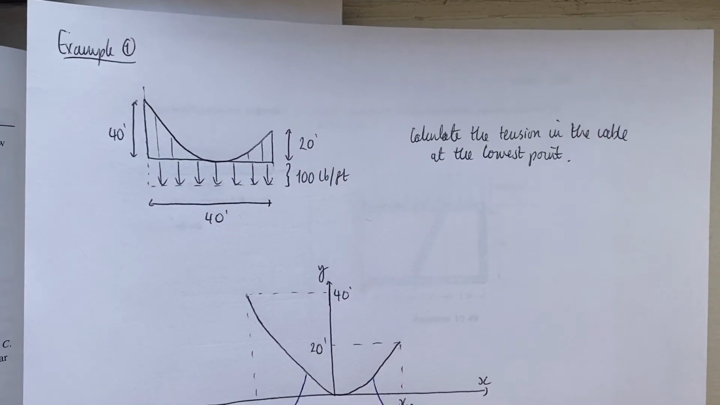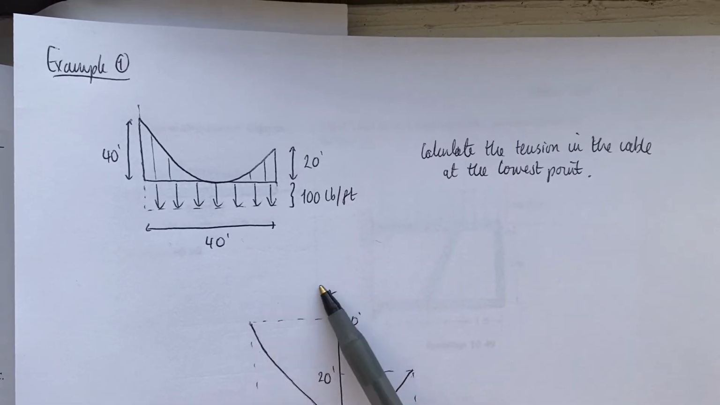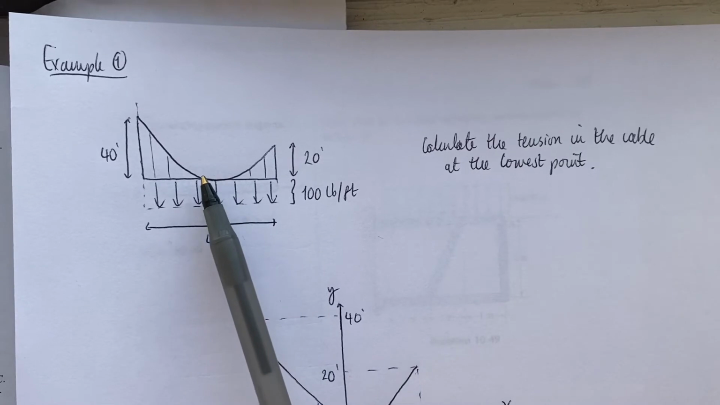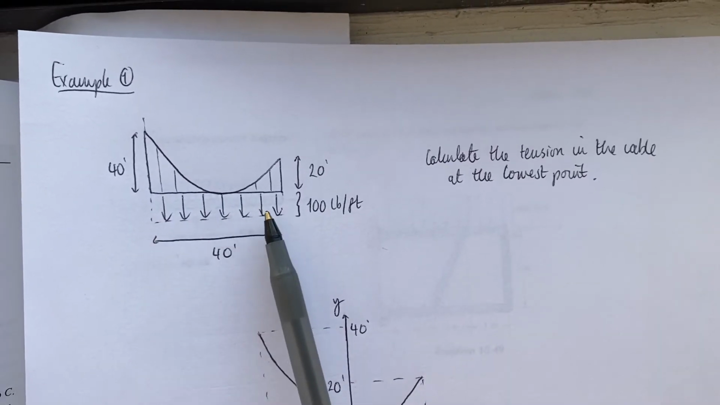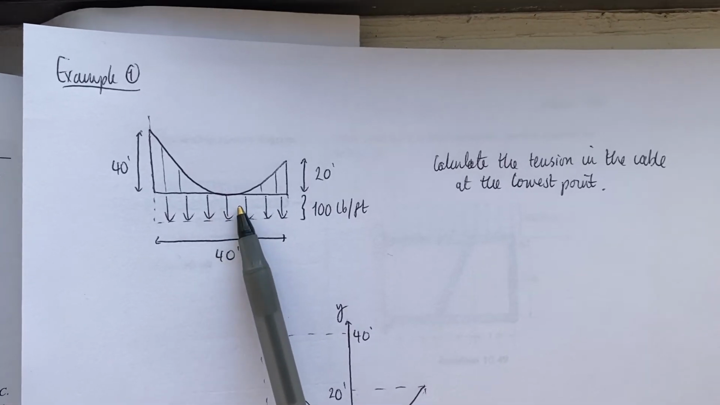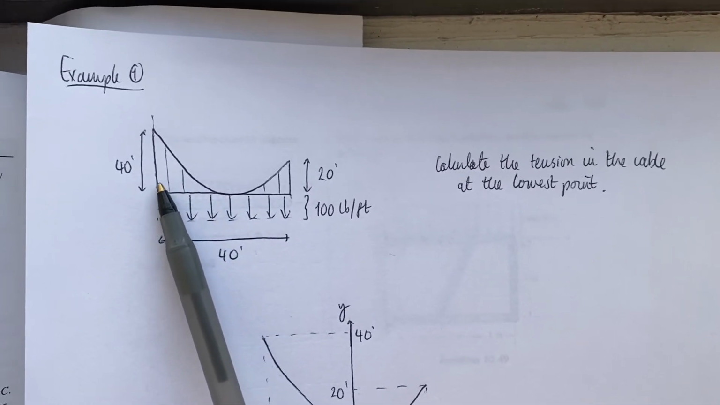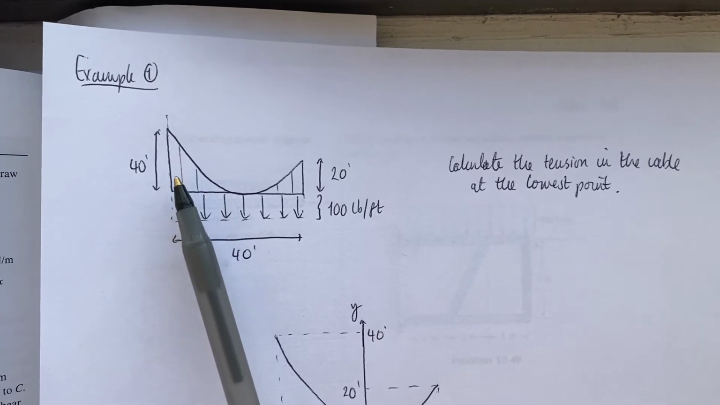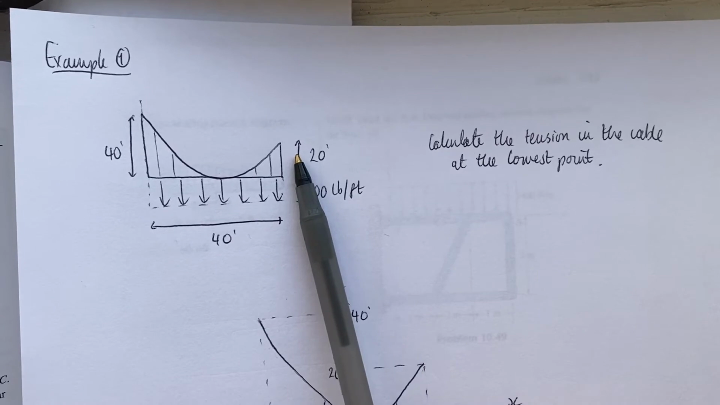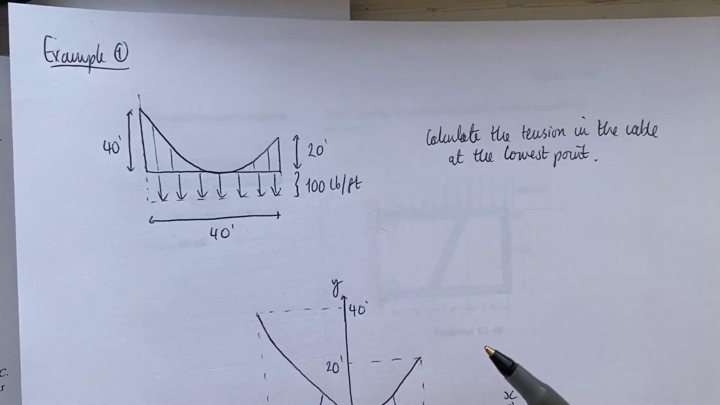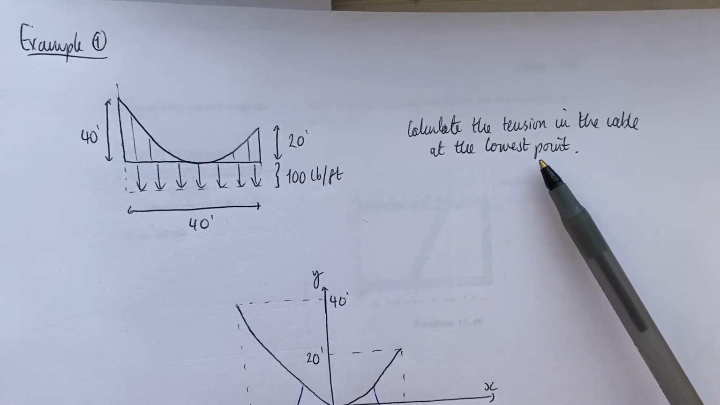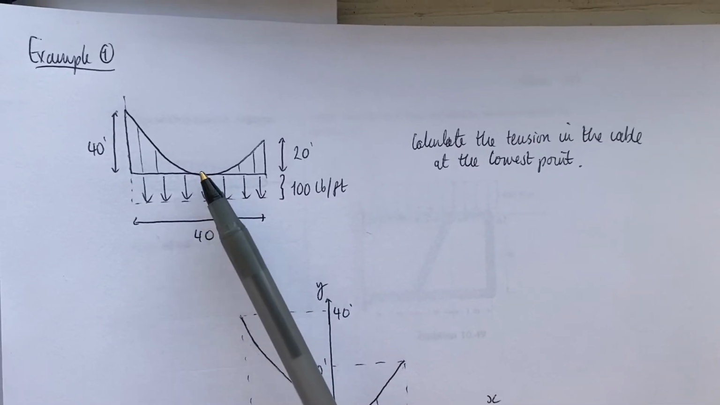So here's the first example then. We've got this slightly anti-symmetrical cable supporting a distributed load of 100 pounds per foot. Height of the cable on the left hand side is 40 feet. Height of the cable on the right hand side is 20 feet, and it's 40 feet long. And we would like to find the tension in the cable at the lowest point.